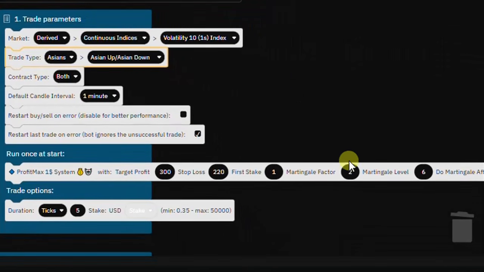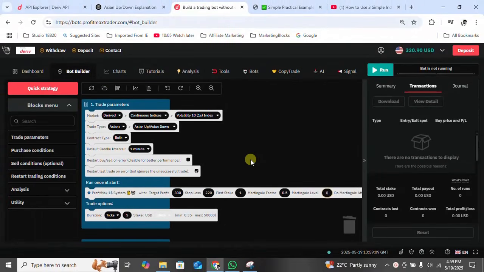Okay, martingale factor here, reduce it to 0.5. Martingale level, keep it at 8. And then we have 320, so let me just keep the stop loss at $200. The target profit we are going to determine once we know what Asian trade type is. And this is the most important thing that you need to know, and also how you can analyze and then enter the market. Okay, so let me give you a brief introduction or explanation to what Asians is.